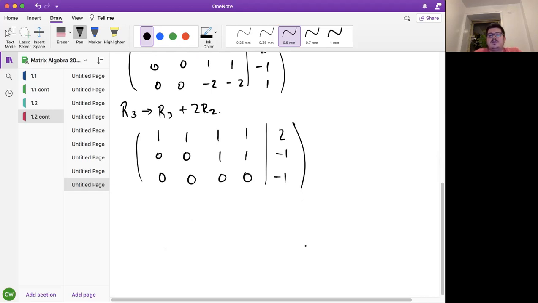Okay, so you might be scratching your head about this, but yeah, it's inconsistent. But how can we put this into row echelon form? Or reduced row echelon form? Yeah, you can do that step. So row 1 minus row 2.